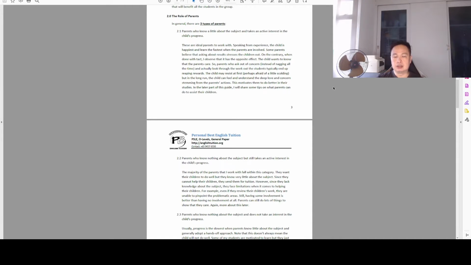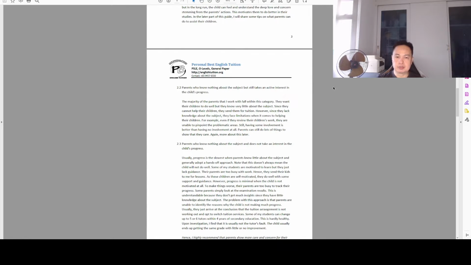I think this is always the best way to go about tracking the child's progress, because the child wants to know that the parents do care about their work. And because parents know a little bit about the subject, they can communicate with the tutor, and they understand what the problems are, where the child stands, and what the plan is moving forward.